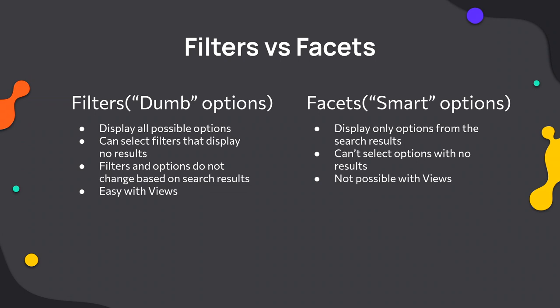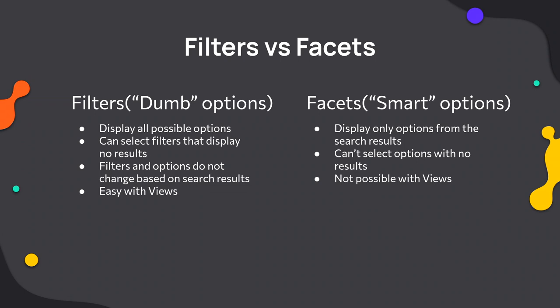They always display all possible options. It's possible to configure a set of filters to display no results. And the options and the filters don't change based on the search results on the page. This is what's really easy with views, right? So when you go in and you add a filter in views, you're adding a filter.